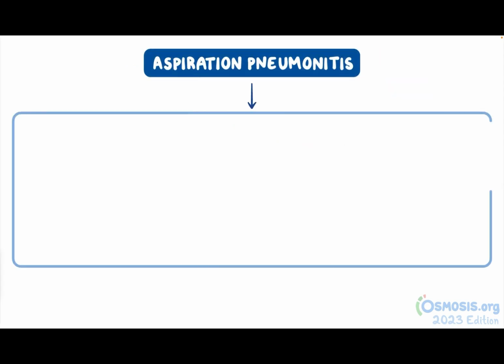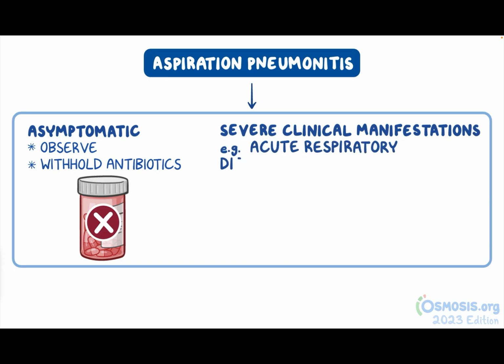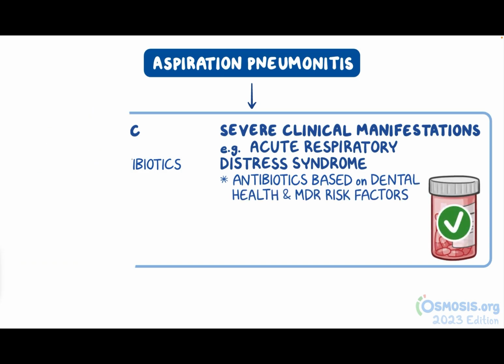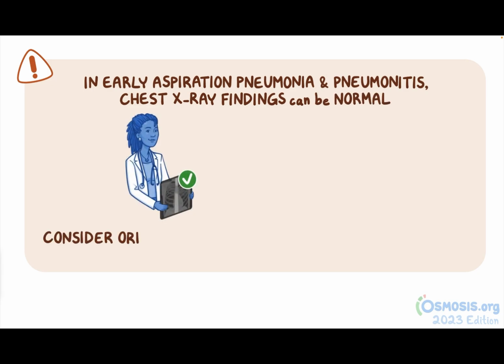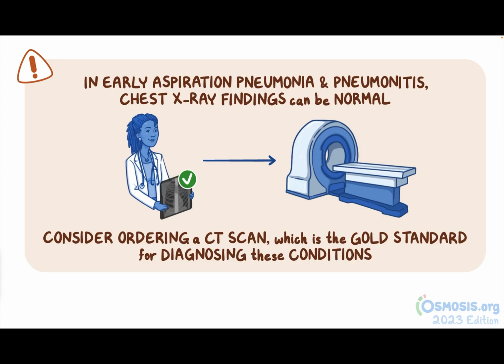Now, if the patient is asymptomatic, you should observe them and withhold antibiotics. But if they do develop severe clinical manifestations, such as acute respiratory distress syndrome, start antibiotics based on their dental health and MDR risk factors. Now, here's a high-yield fact to keep in mind. In early aspiration pneumonia and pneumonitis, chest X-ray findings can be normal, so consider ordering a CT scan, which is the gold standard for diagnosing these conditions.